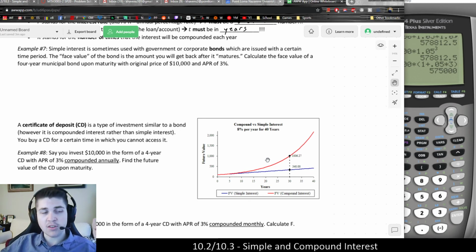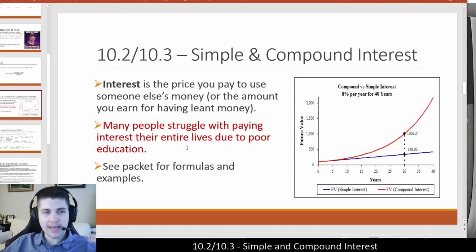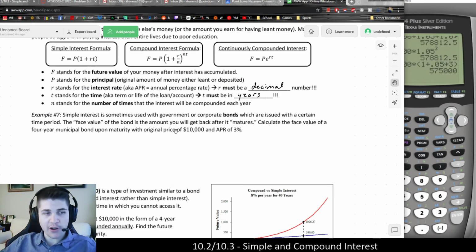And this is why long-term loans, for example a home loan, a 30-year mortgage or whatever, can be quite the financial burden. As time progresses, the value of a compounded loan, if you compare the numbers here, is roughly triple the value if it was not being compounded. So there's quite an extreme difference. This is important to be aware of, because a lot of people, as I said in the slide, struggle with paying interest their entire lives. And often it can be due to poor education or not really knowing what they're up against.